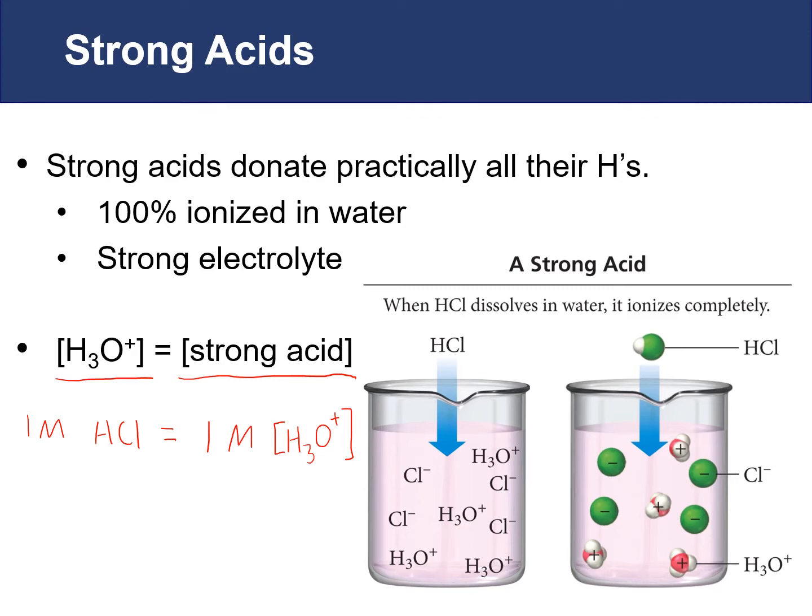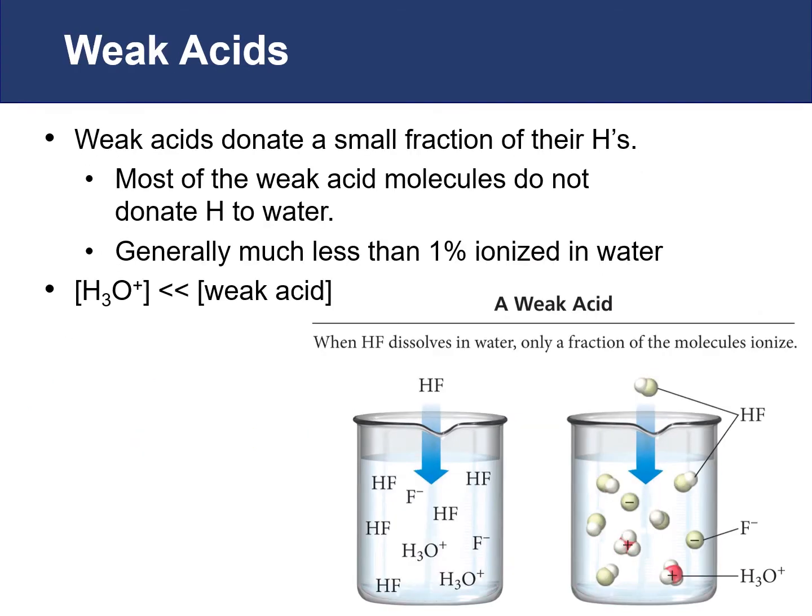Looking more at ball and stick type fashion, the green is the chloride ions, the white is the hydrogen. When we put it into solution, you get chloride ions formed and then H3O plus in solution. For a weak acid, like hydrofluoric acid, it doesn't dissociate all that much. Very few of the HF molecules will actually break apart to donate the acidic proton to, in this case, water.